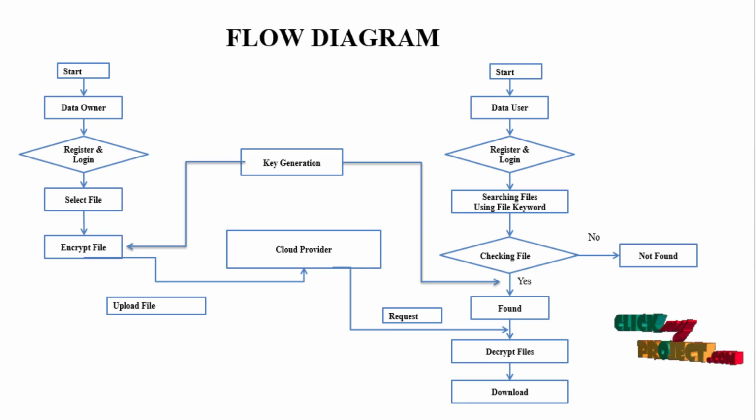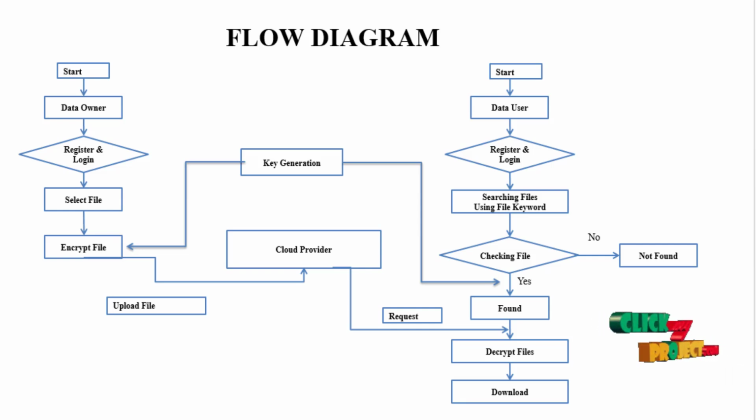Now we see the data user module. The user can also register their details and log in. After login, if the user wants to download a file, he can enter the keywords. This keyword is generated by the data owner, but the user can enter the keyword. By using this, it can check whether that file is available or not.